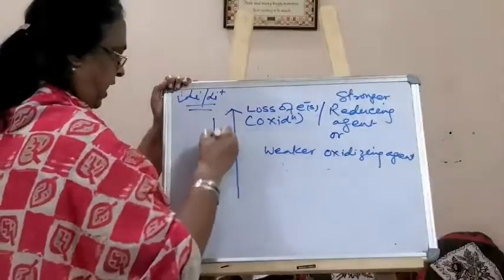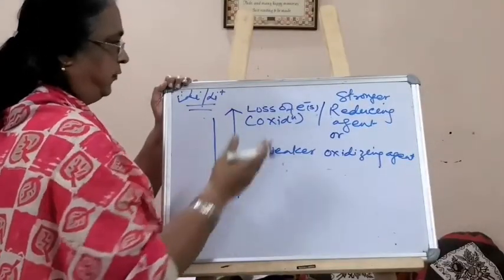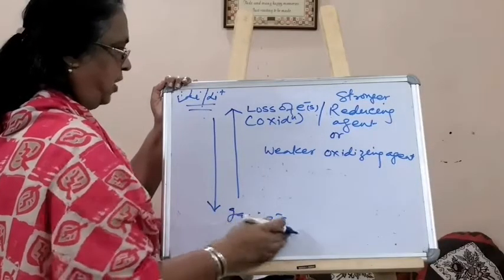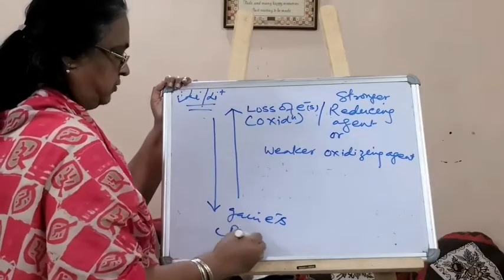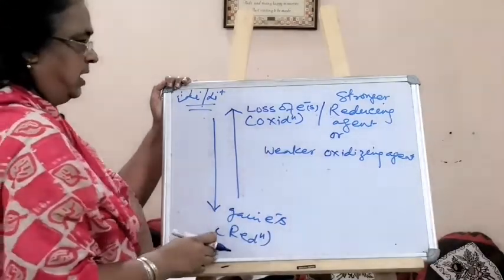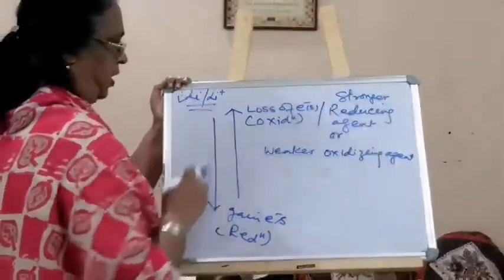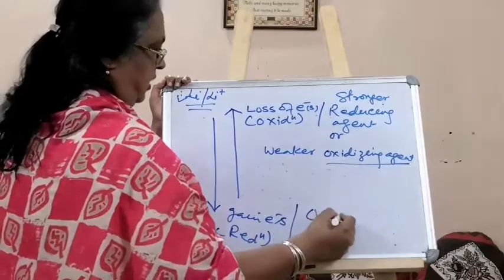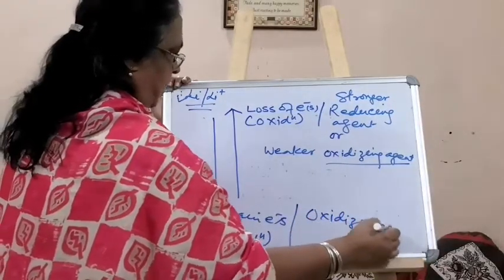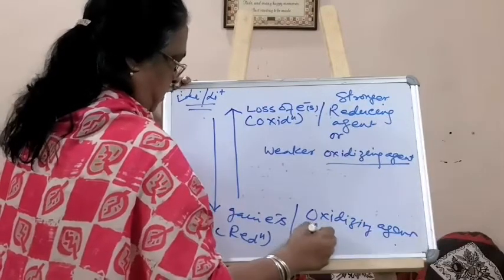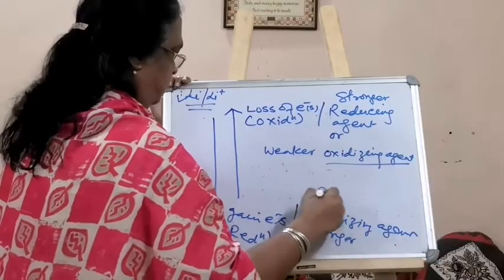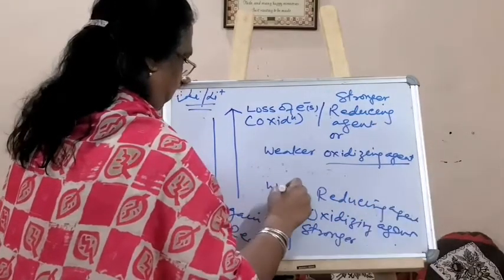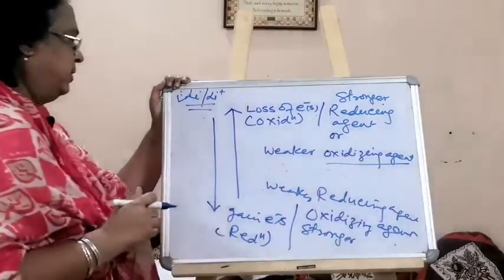And opposite, if we are moving from top to bottom, the phenomenon will be just reverse. There will be the gain of electron. This phenomenon will be faster. So the process will be reduction. Then on moving from top to bottom, the oxidizing nature will increase. Oxidizing agent will be stronger and reducing agent will be weaker. Just opposite. So one you remember, the other will be just opposite.